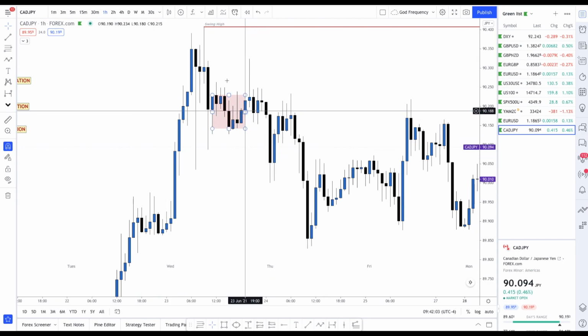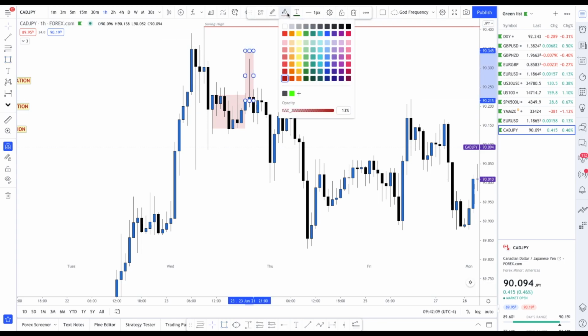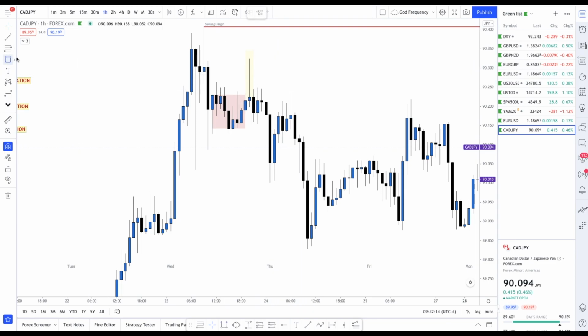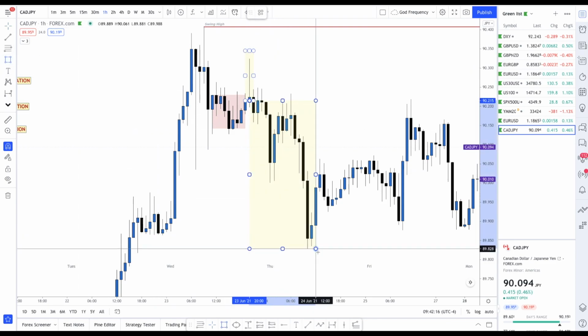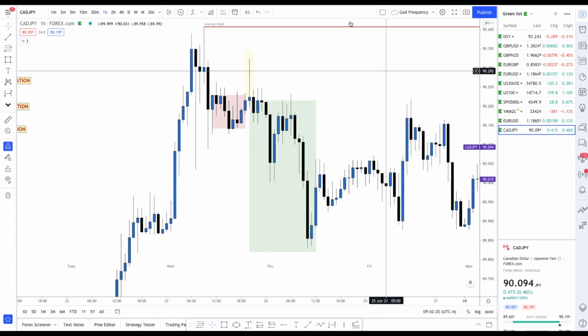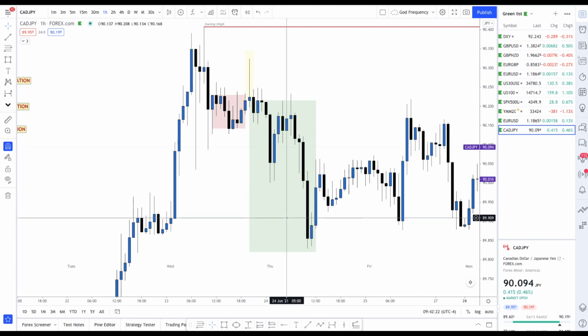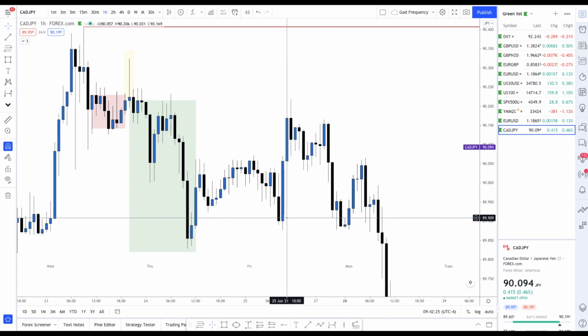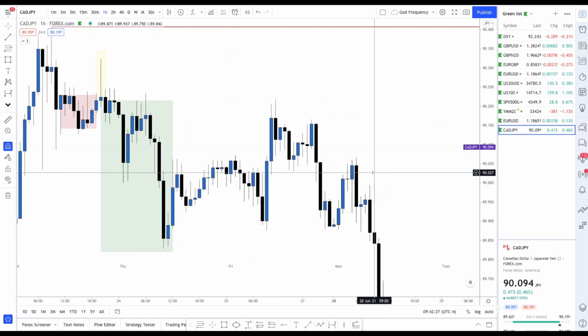All right, so this is all distribution here. Okay, you have that color-coded yellow, you got that manipulation, then you have this distribution, which we'll just call it green, right? Accumulation, manipulation, distribution. All right, let's find something else on the chart.